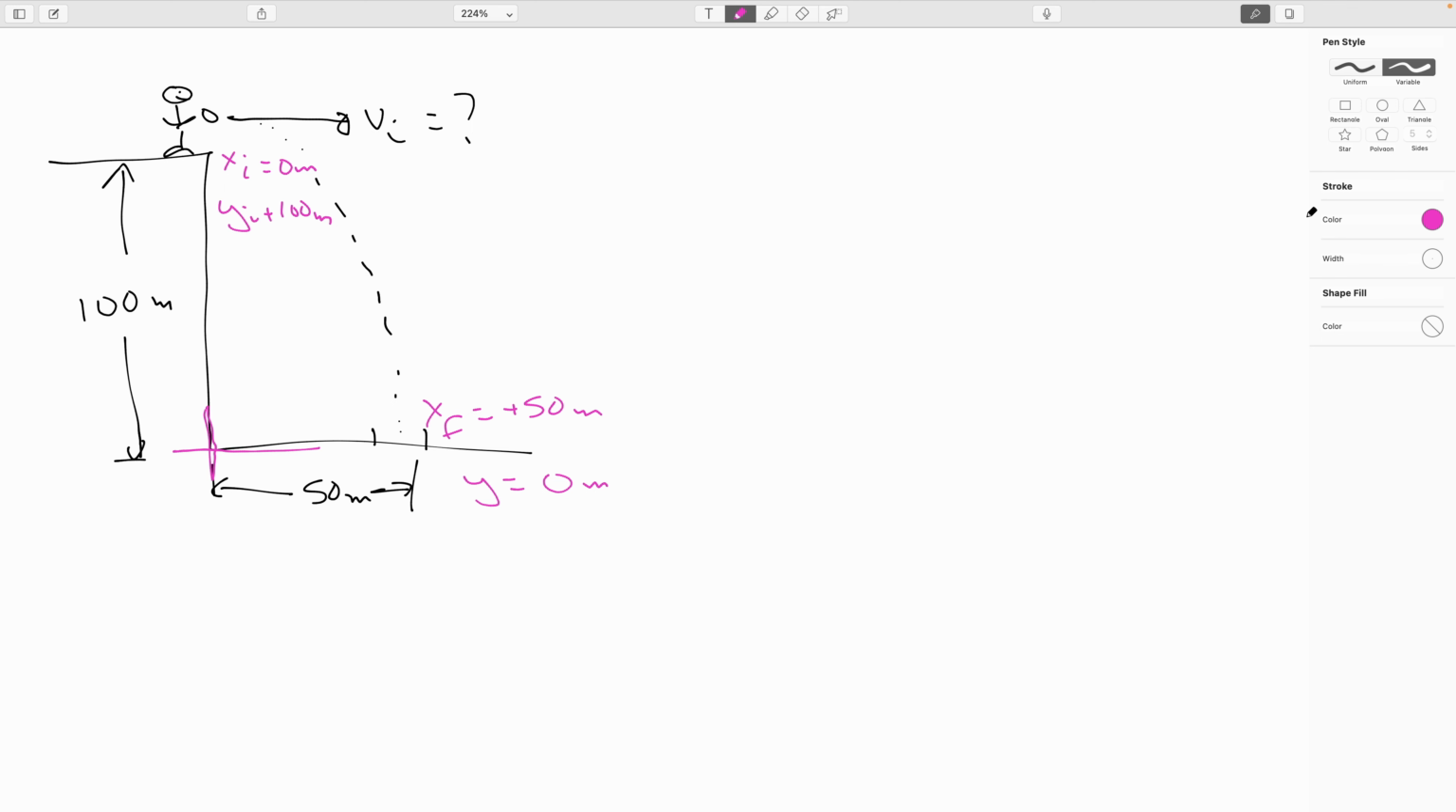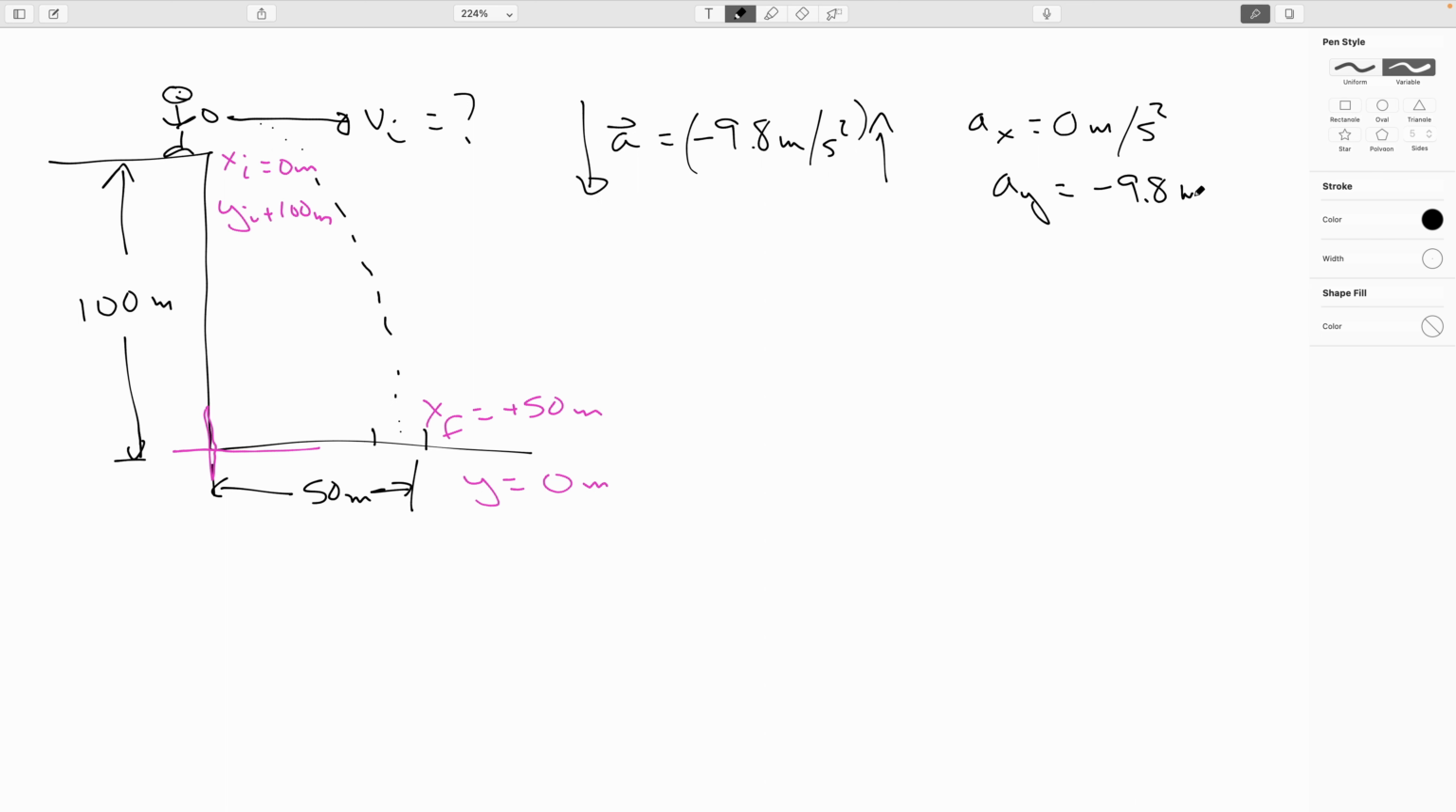We also know that we're throwing this on the Earth, so we can go ahead and draw in our acceleration as being minus 9.8 meters per second squared times j hat. So this will let me write that a sub x is equal to 0 meters per second squared, and a sub y is equal to negative 9.8 meters per second squared.